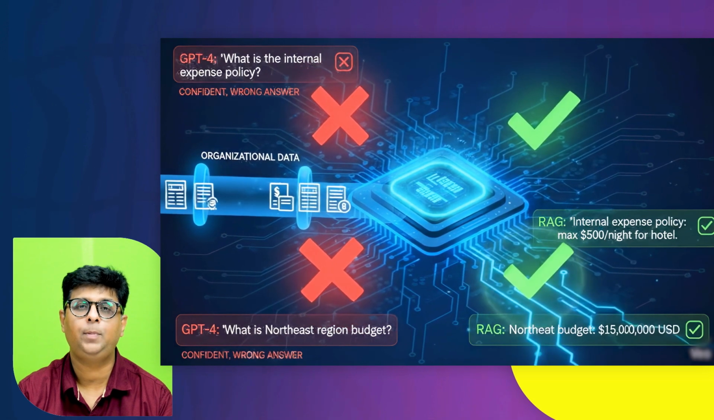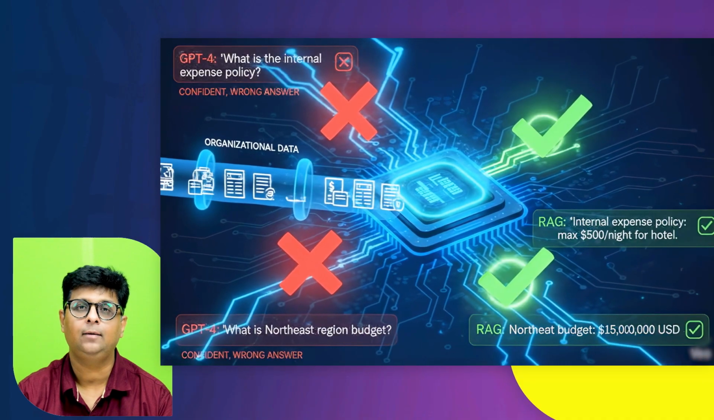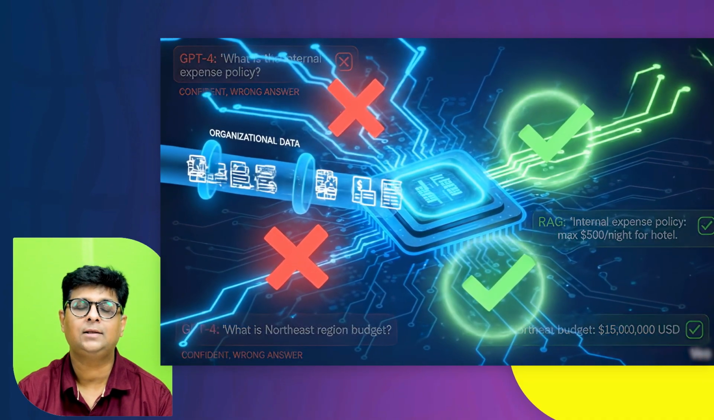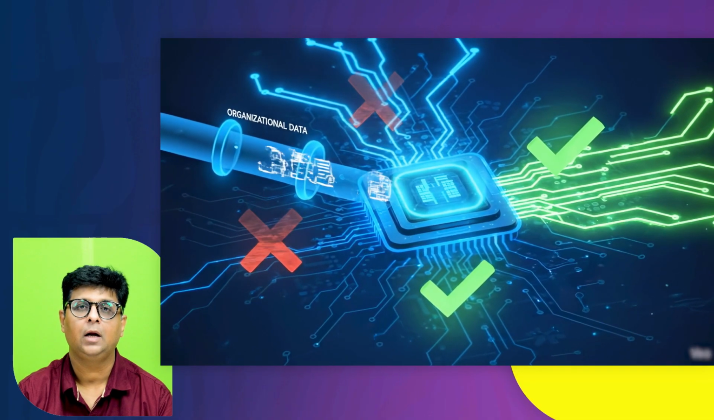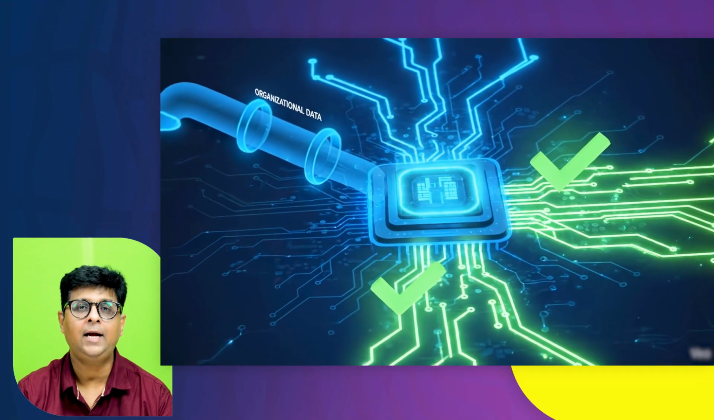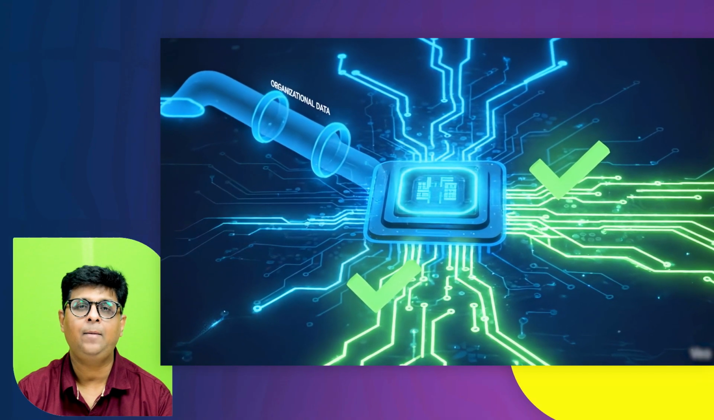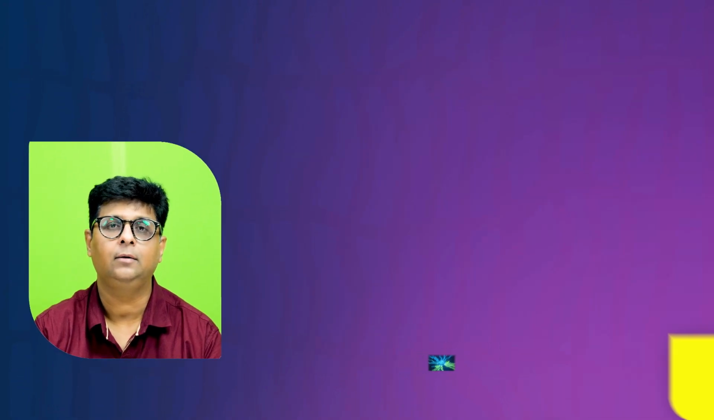If you ask GPT-4 what the internal expense policy is, or what the budget of the northeast region of your organization is, it is unable to give you an accurate answer. RAG solves this problem by bringing your own data. It is also known as data grounding.